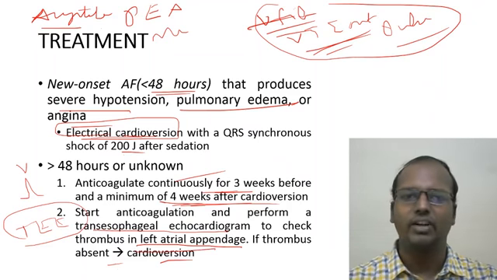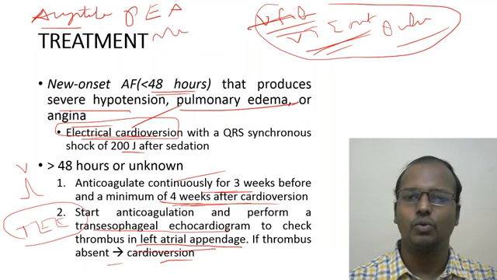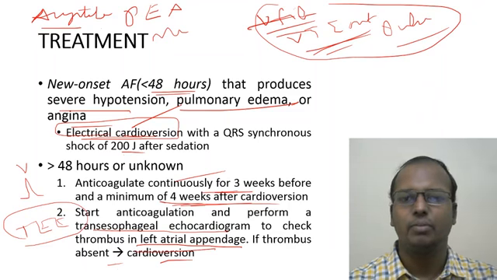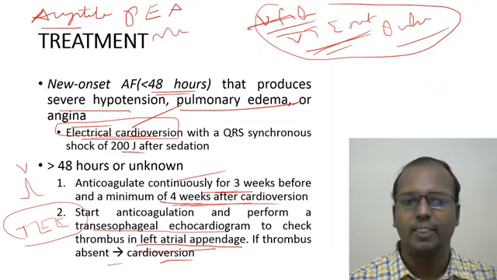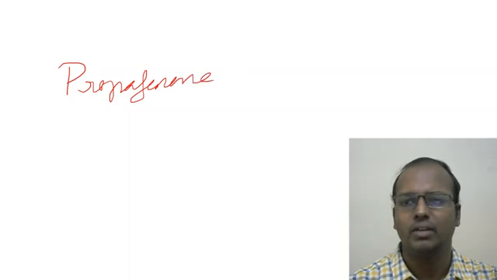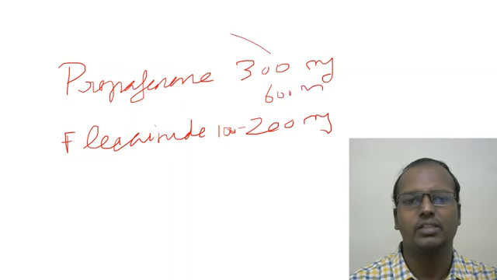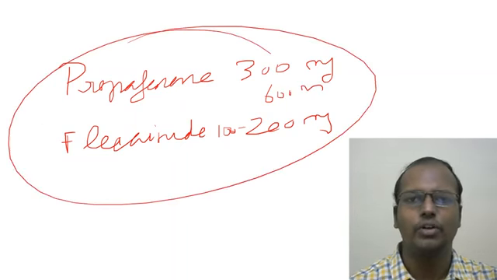Okay, what are the drugs which are available for cardioversion? This is called electrical cardioversion, whereas what is chemical cardioversion? This is your drugs. So the most common drugs are propafenone and flecainide. These are the two antiarrhythmics. I'll write. So propafenone 300 milligram. Flecainide 200 milligram, 100 to 200. This is 300 to 600 milligram maximum. So this is the dose for your pharmacological cardioversion.